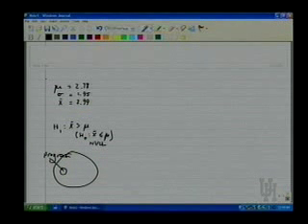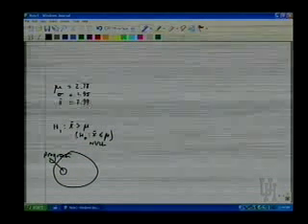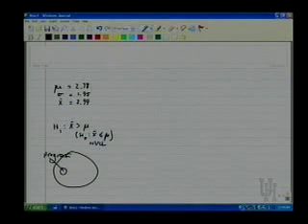Let's think about the sampling distribution of sample means. Let's invoke central limit theorem. What is the shape of the sampling distribution of sample means drawn from this population?